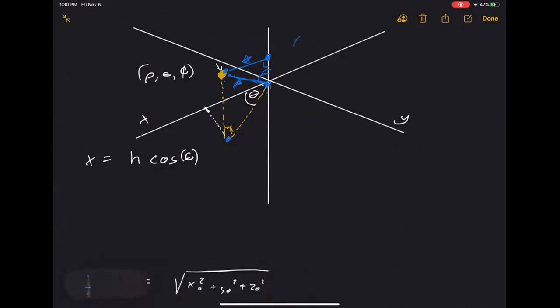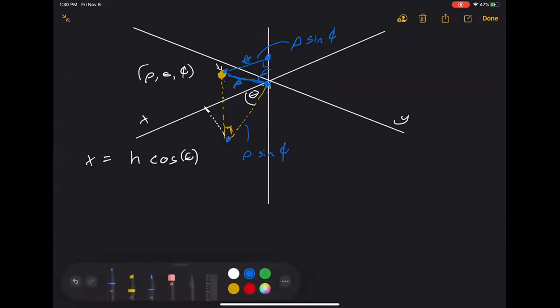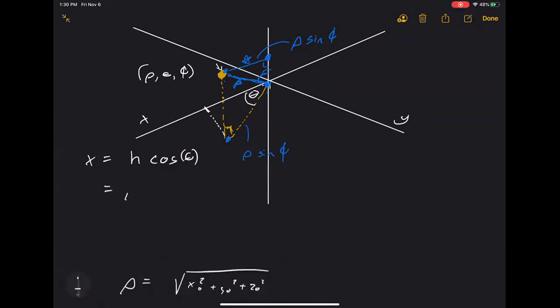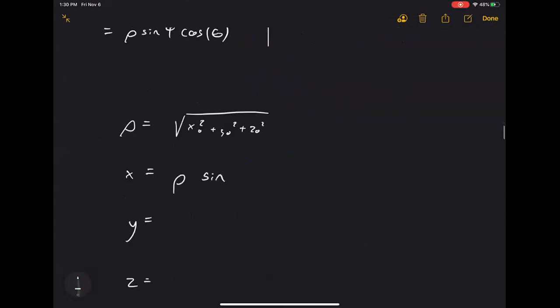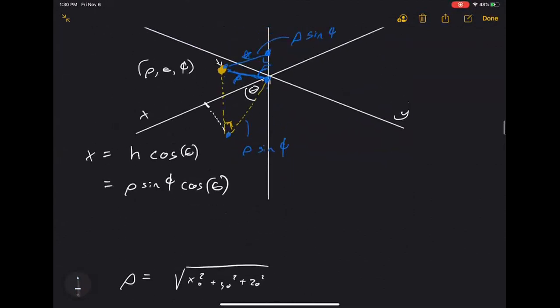rho times the sine of phi. And that is this length here, and that length is the same as this length. So that h, that distance here, is rho times sine of phi. So my x would be rho sine of phi times cosine of theta. We can do a similar process for my y coordinate.